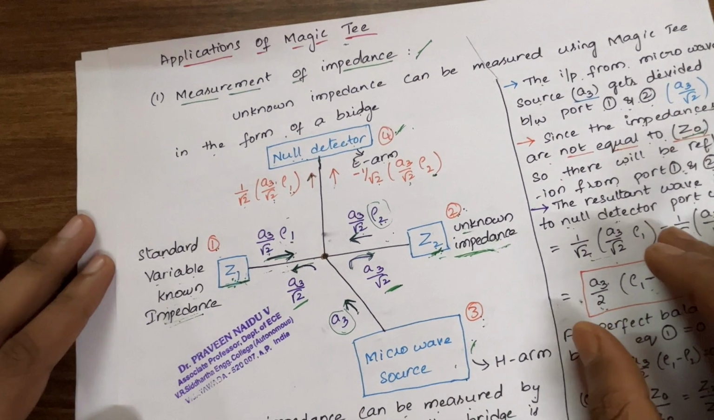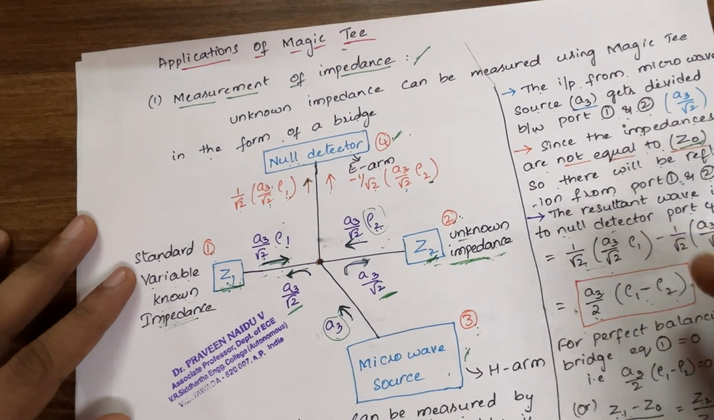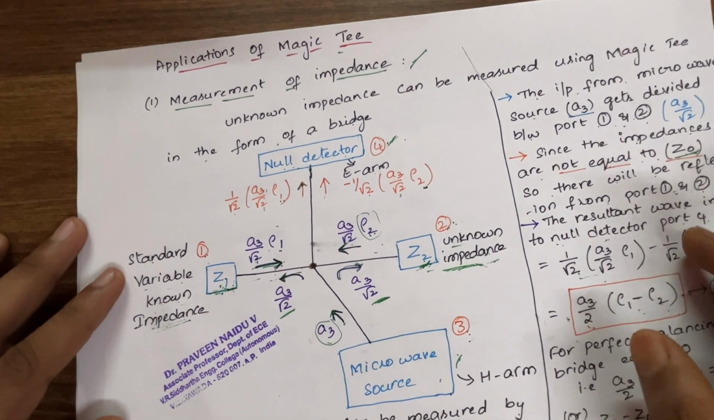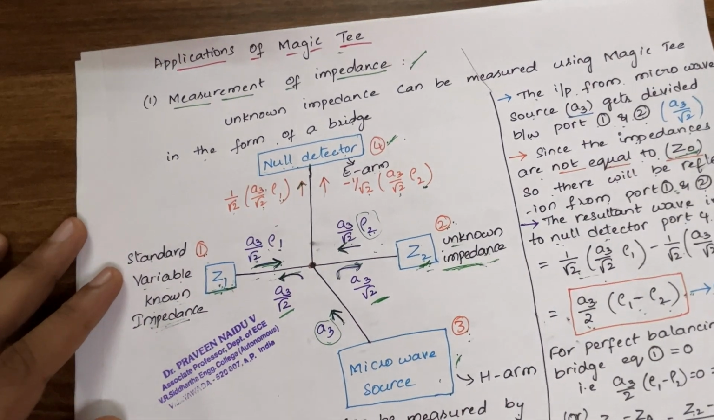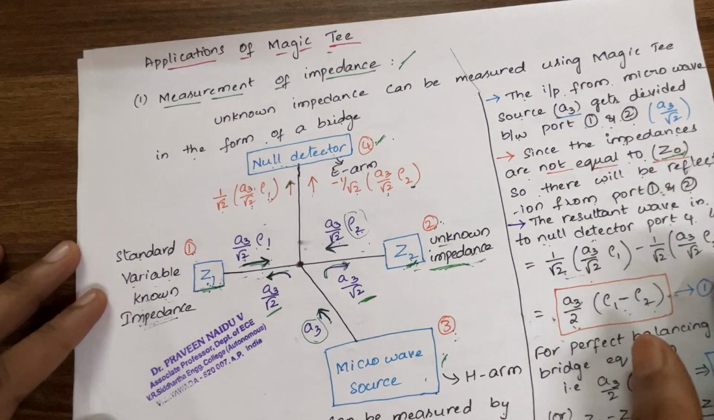In the next video we are going to discuss one more junction, called the rat race junction or hybrid ring.